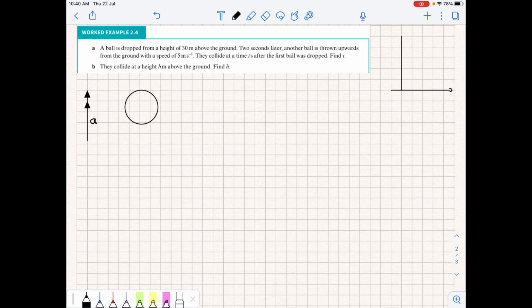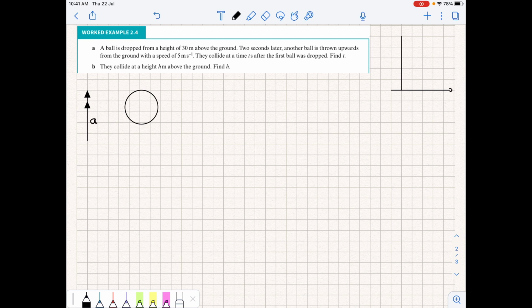In this example, we're going to have another look at the motion of gravity acting on an object and some help to problem solve questions like this. So the question says a ball is dropped from a height of 30 meters above the ground. 2 seconds later, another ball is thrown upwards from the ground with a speed of 5 meters per second. They collide at time t after the first ball was dropped. So find t, in other words, the time when these two balls collide.